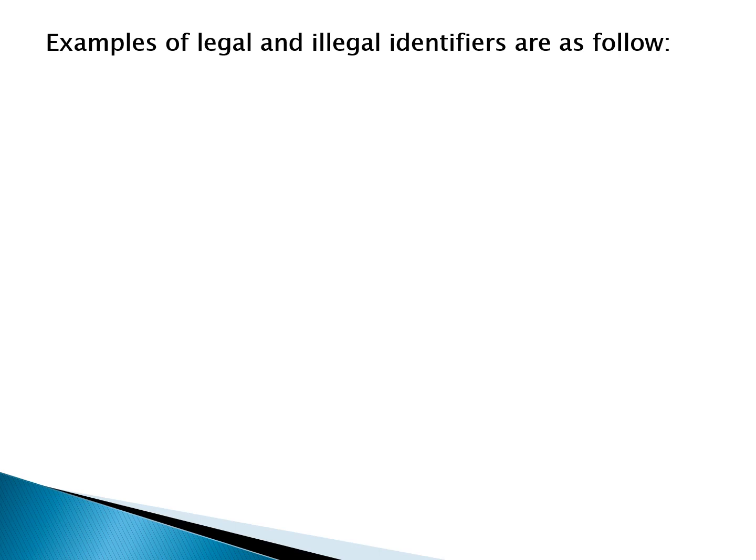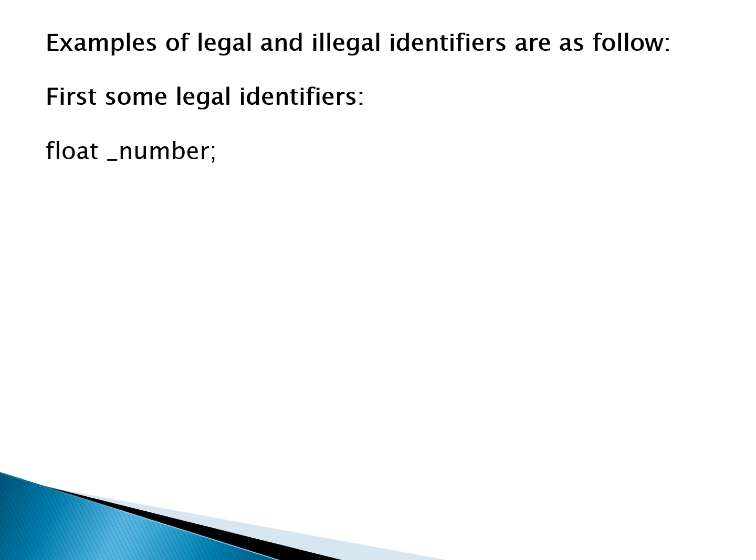Examples of legal and illegal identifiers are as follows. First we shall look at some of the legal identifiers. float _number. This is valid because the first character is an underscore, and the rest is just a sequence of underscore and alphabets. Second, float a is also a valid one.